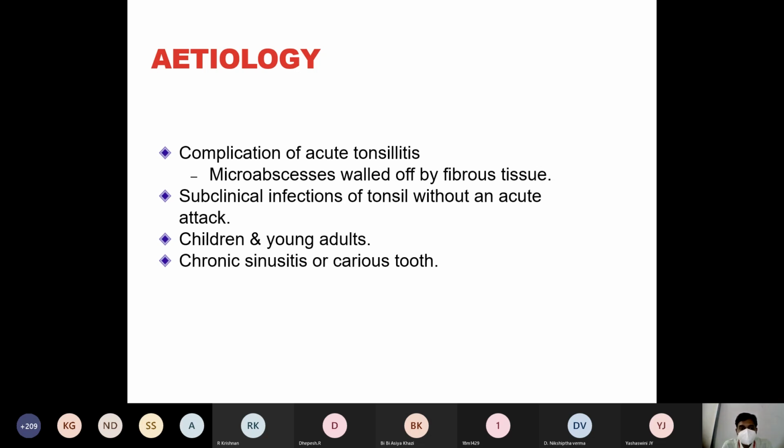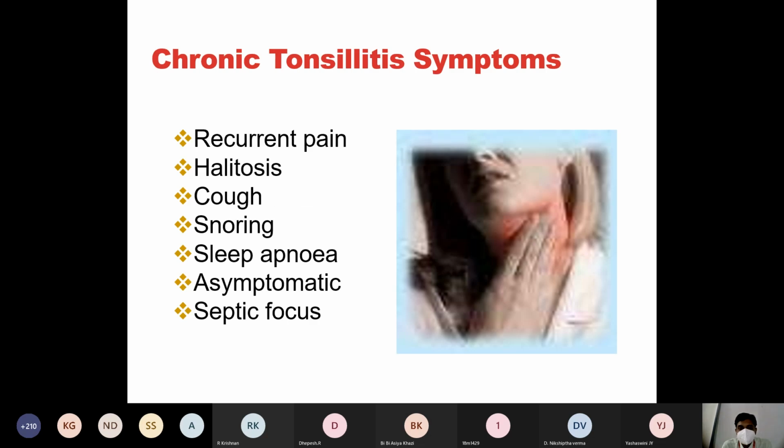Some predisposing conditions can be a focus of infection in the surrounding regions, such as chronic sinusitis or caries of the tooth. The patient will usually complain of very frequent episodes of throat pain. There can be foul smelling breath as one of the complaints. Cough can be caused by the irritation in the throat.